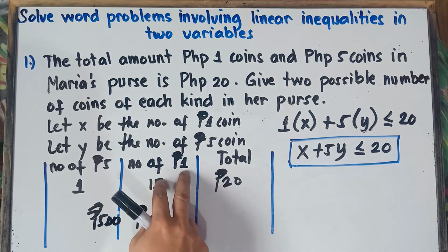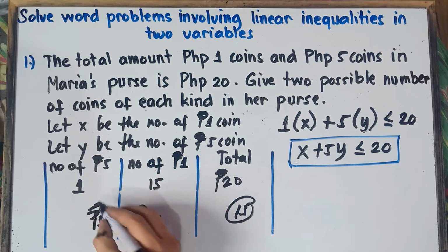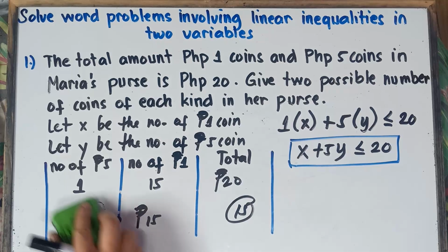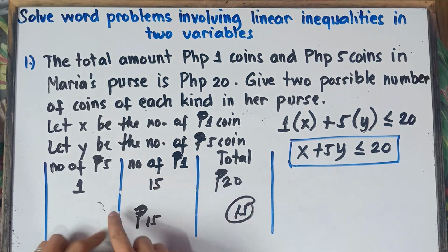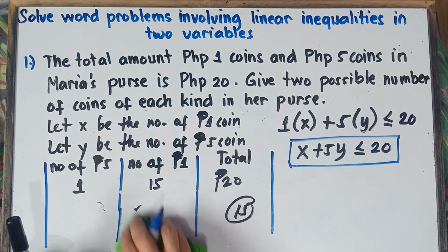Because 15 1 peso coins, 15 times 1, that would be 15. And then 1 times 5, that would be 5, right? 5 plus 15, that would be 20. So that's the first combination, class. You can have 1 5 peso coin and then 15 1 peso coins. First combination, class. Very easy, class, if you have your table.